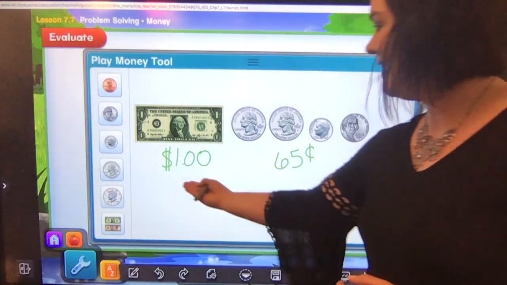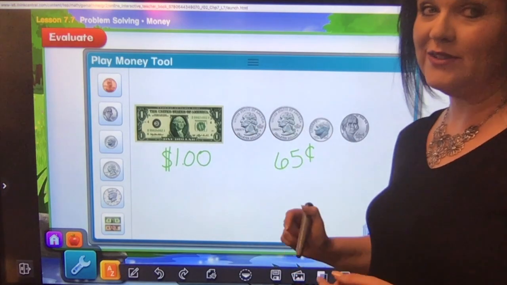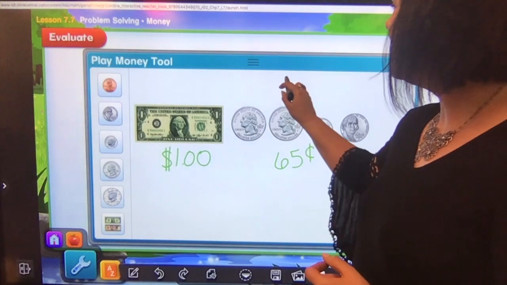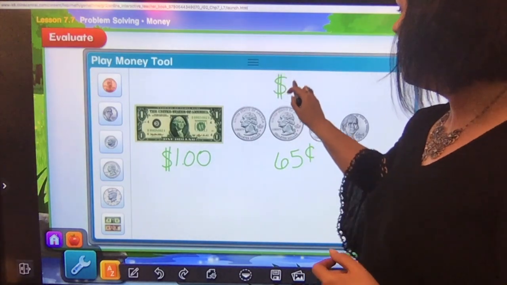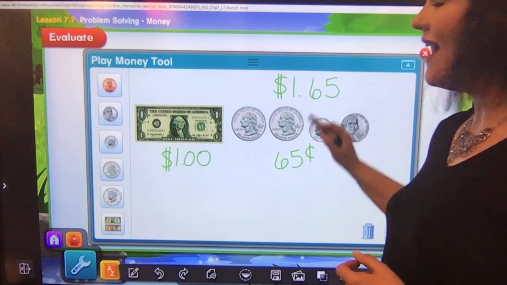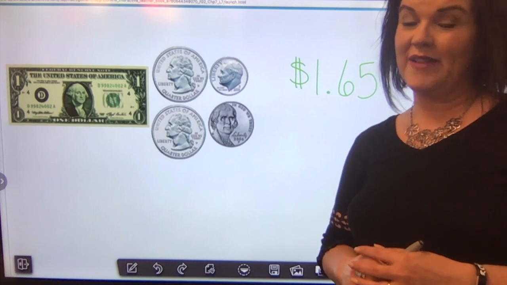Now we know that we can't have a dollar and cents together. So whenever we have a dollar, we're going to use the dollar sign. So how much total does Amelia have? She has $1.65. So this is the second step to this story.